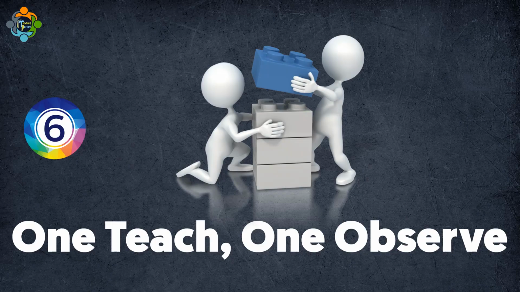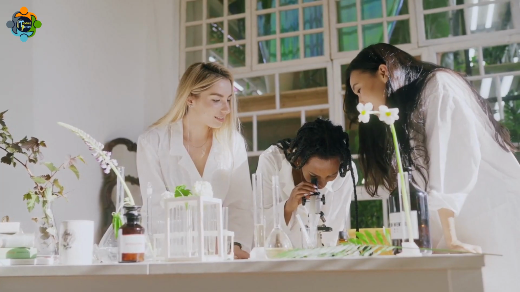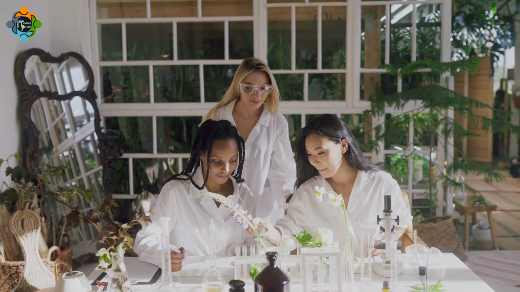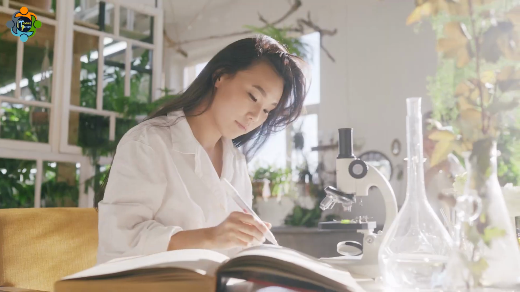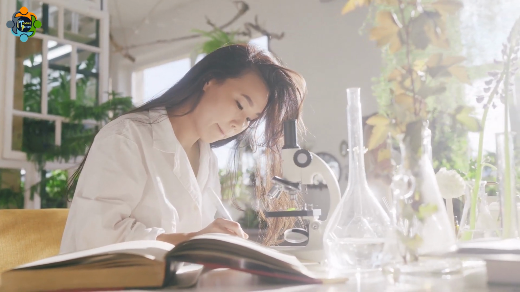Number 6. One teach, one observe. In a biology class, one teacher leads a lab activity while the other observes student engagement and participation. The observing teacher takes notes on which students are struggling and which are excelling. This feedback helps both teachers adjust their strategies for future lessons, ensuring continuous improvement.